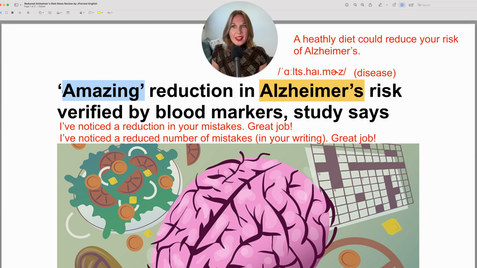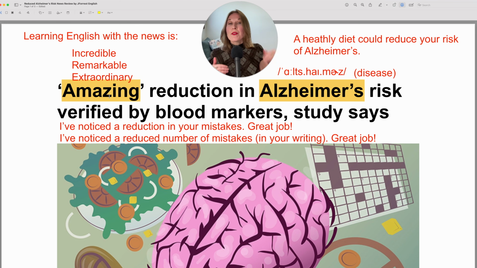Now, amazing, this is in quotations because it means someone directly said that. So in this case, this is what the study said. So in the study, they used the word amazing. And of course, amazing is a very positive adjective. Very, very, very good or great. You can say amazing. And here are some alternatives that also mean very, very, very good: incredible, remarkable, extraordinary, or amazing.